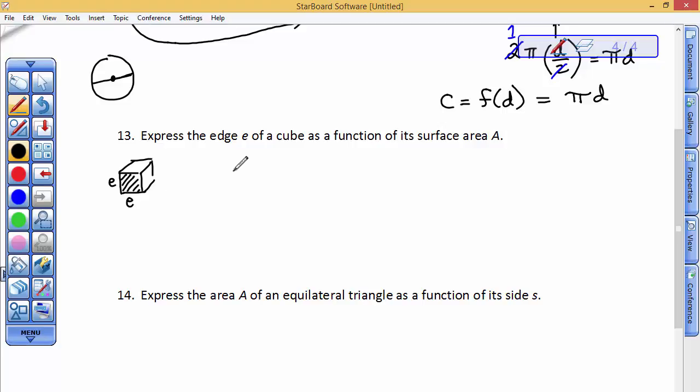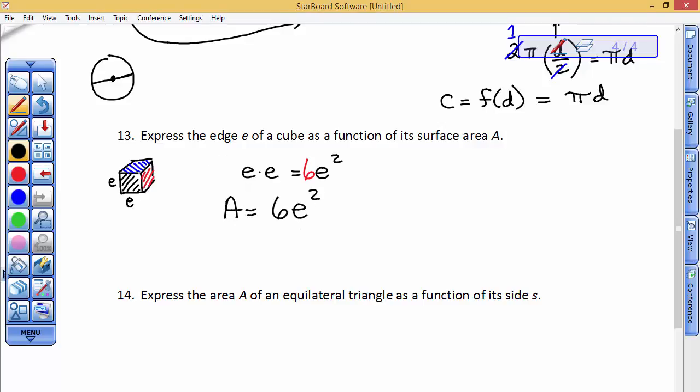But there are 6 faces on any one cube. There's one up here, there's one over here, and you can't see the other 3 sides, opposite the red and opposite the blue and opposite the black. So there are 6 of those faces representing this total surface area of a cube. This one asks us to write the edge as a function of the area.